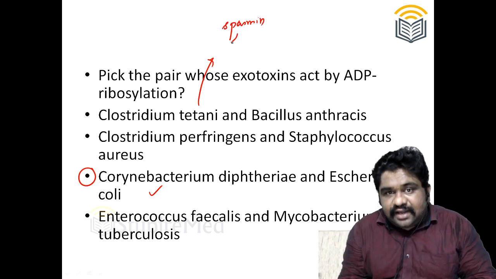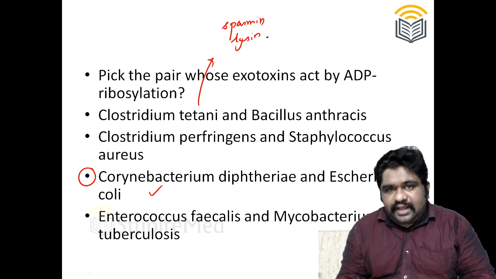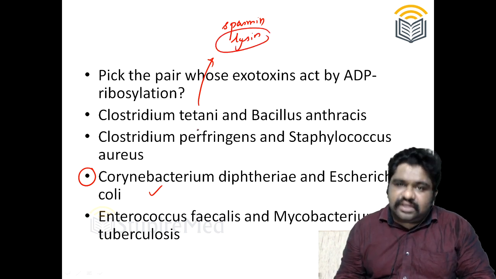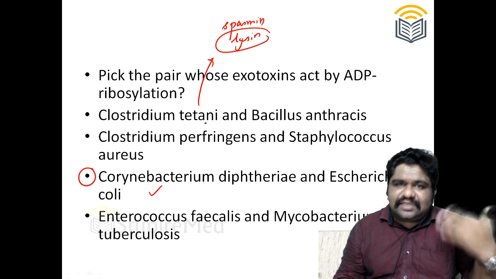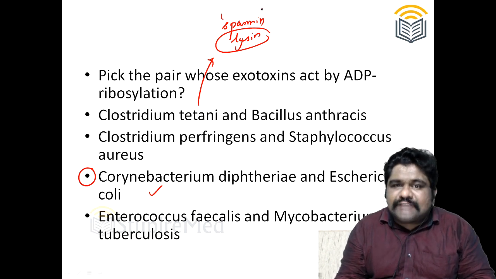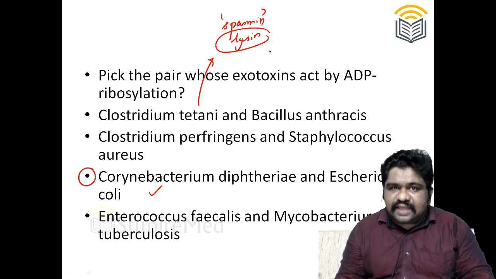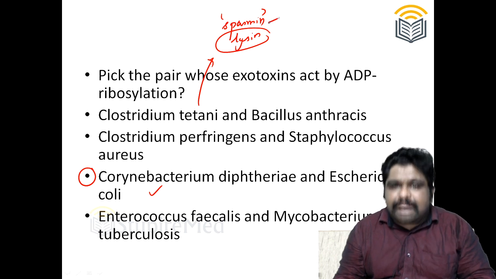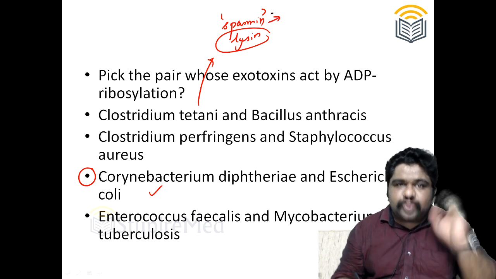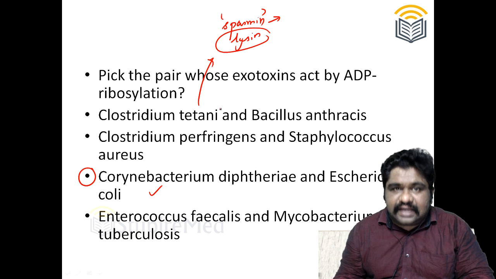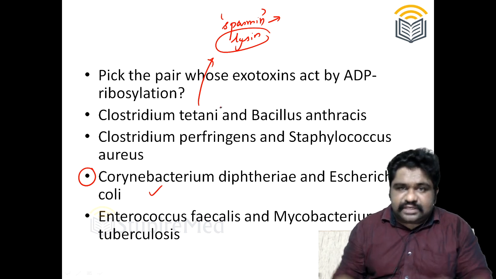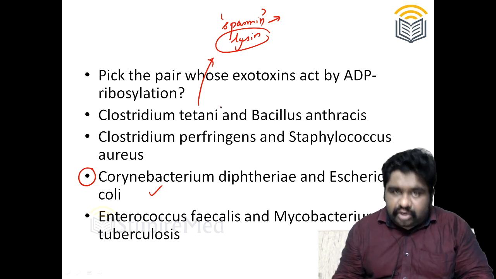tetanospasmin and tetanolysin. Tetanolysin is not involved in the clinical features; it speaks about the lysis it causes on a blood agar plate, while tetanospasmin is the one that deals with the mechanism of pathogenesis. Tetanospasmin's primary function is to inhibit the release of GABA and glycine, which are inhibitory neurotransmitters, so that they cause consistent contraction, which is called spastic paralysis.